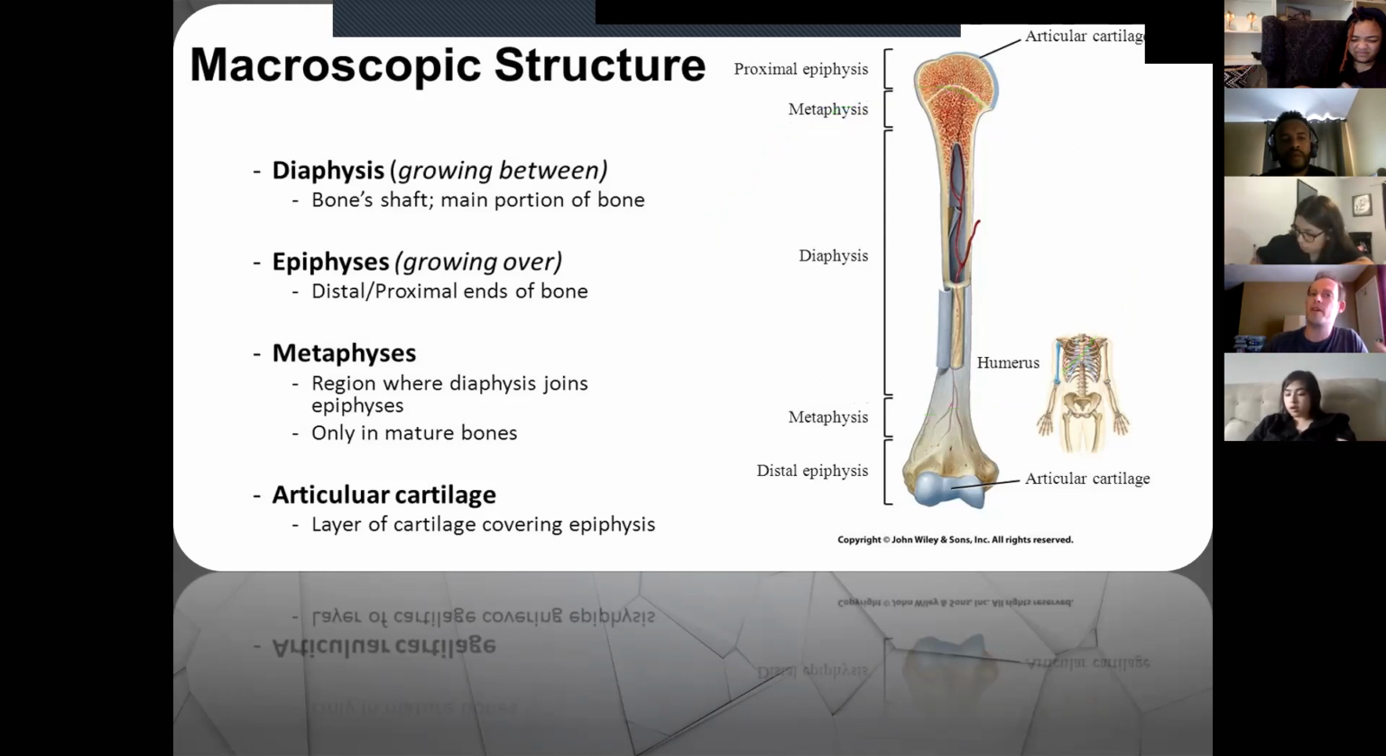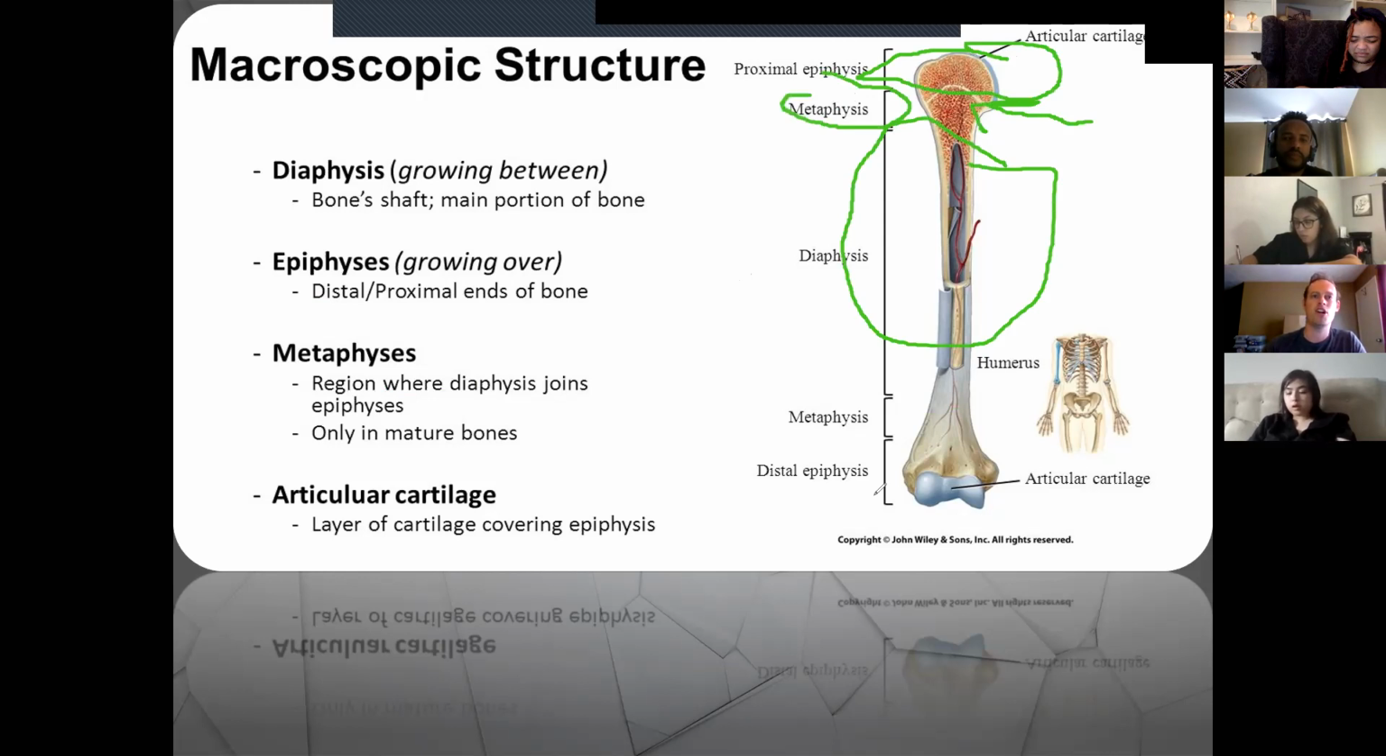And then not to be confused with those, because very similar words, we're going to talk about what's called the metaphysis. Metaphysis is another area of bone development. It's also a region of the bone. Specifically, the metaphysis is where the diaphysis joins the epiphysis. Say that 3 times fast. That's a tongue twister. The metaphysis is where the diaphysis joins the epiphysis. They connect together. In other words, at this point right here, we have the epiphysis, we have the diaphysis. The area they come together and join is that metaphysis. It's that junction point between the 2 areas of that bone ossification.